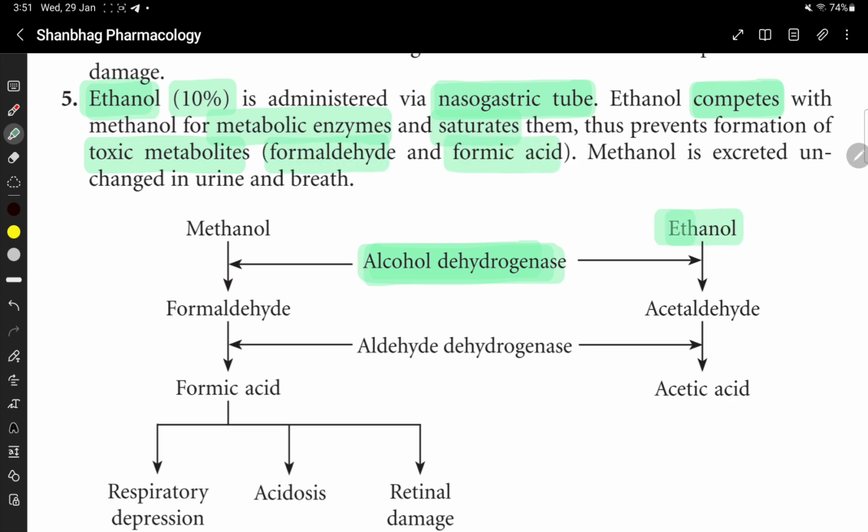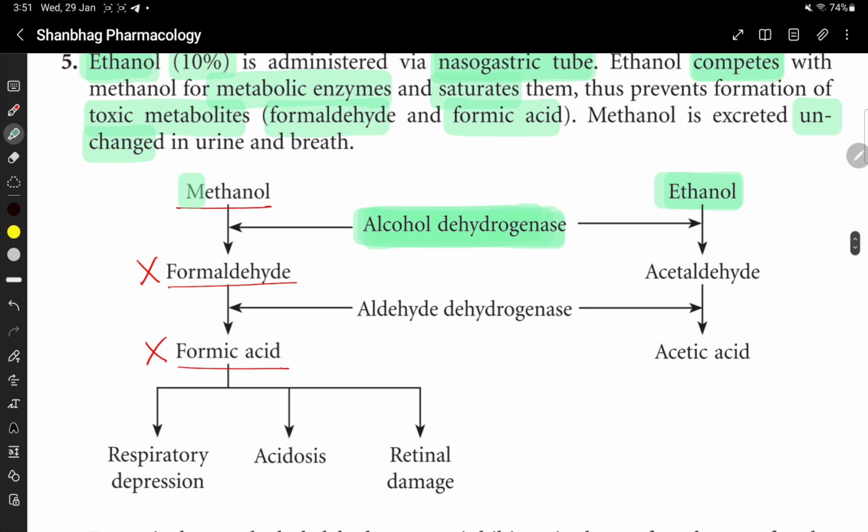So, because ethanol will saturate alcohol dehydrogenase, methanol will not be able to be converted into formaldehyde and formic acid, which are the toxic metabolites. Methanol is excreted unchanged in urine and breath. So, because methanol will not be able to be converted into the toxic metabolites, formaldehyde and formic acid, it will be excreted in the urine and breath in an unchanged form.